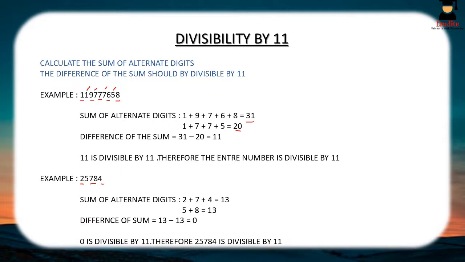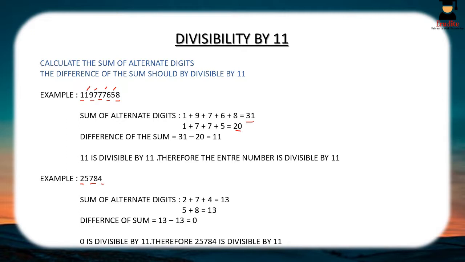So I am taking a number over here, 11977658. First of all, let me underline the alternate digits. Make sure that whenever you are counting the alternate digits, it should always be from left to right. So my first set of alternate digits will be 1, 9, 7, 6 and 8. So my sum will consist of these 5 digits. So I'll have 1 plus 9 plus 7 plus 6 plus 8, which will give me a sum of 31.